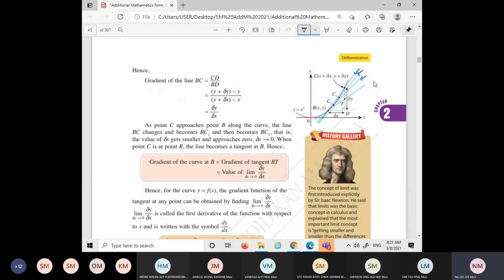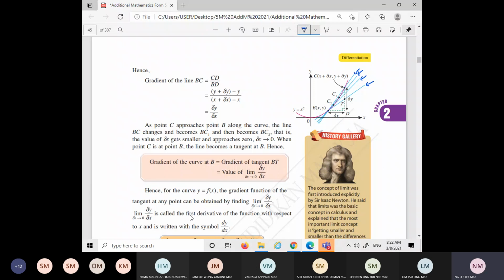This is the last one. Then it is equal to the value of dy over dx, putting the limit as del x approaches 0. Here we apply the concept of the limit. So for the curve y equals f(x), the gradient function of the tangent at any point can be obtained by finding this. This explains why we use this to find the gradient.